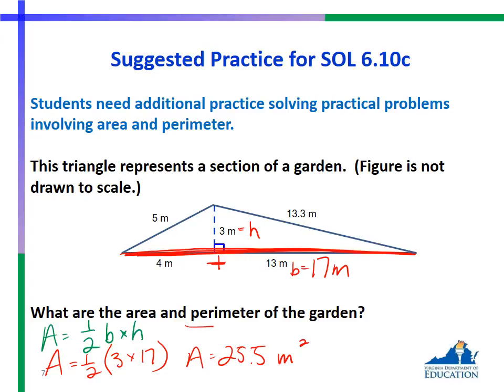So the second question is, what's the perimeter? And so for the perimeter, we have to figure out what are all of the side lengths, and we're going to add those together, all the side lengths.